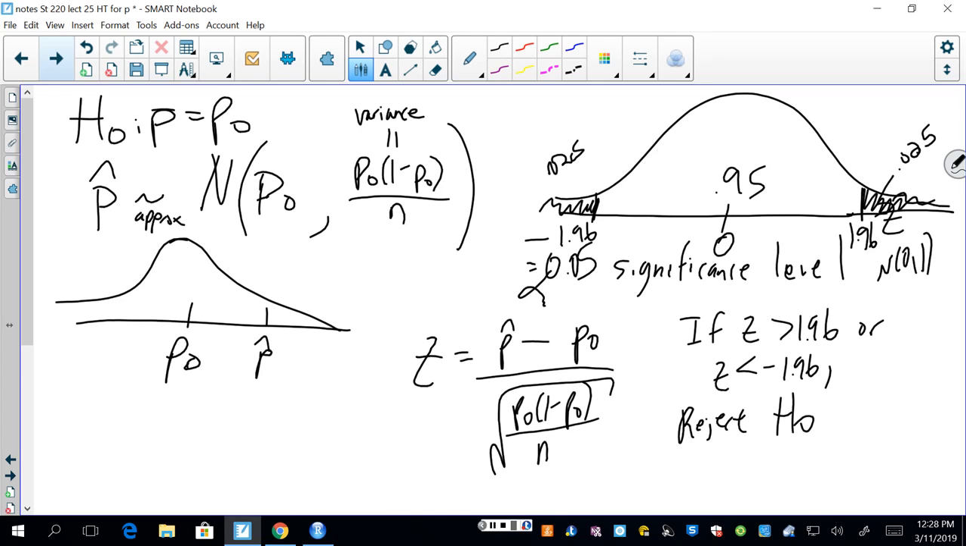So let's look at one example. But any questions about that? Right? So probability theory gives us this distribution under the null hypothesis. And then if our p hat is unusual according to a normal reference distribution, then we'll reject it. Right?